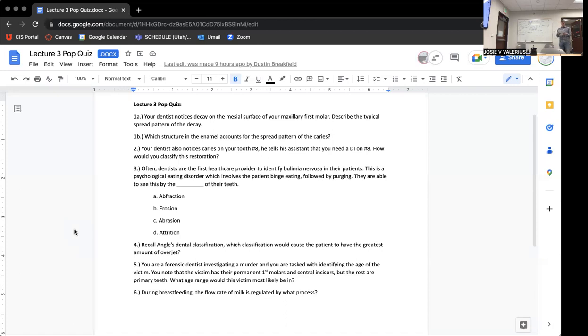So, and then we can go into the loss of tooth structures. So there's 4 types that we went over. Let's just shout out the names and then we can talk about which each one is. Erosion, good one. Abfraction. Abrasion. As well. Yeah. And then what's the last one? Attrition.